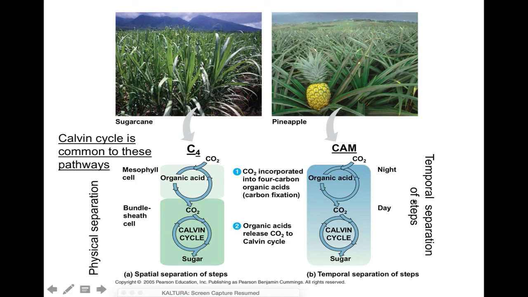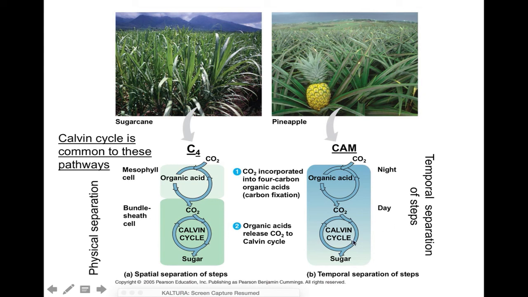So what is the difference between C4 and CAM? The difference between C4 plants and CAM plants is that they carry out carbon fixation twice. In C4 plants, there is a spatial difference. There is a physical separation. First time carbon fixation occurs in mesophyll cells, and second time carbon fixation occurs in bundle sheath cells. In CAM plants, which are desert plants, crassulacean acid metabolism plants, the carbon fixation is occurring twice, once during nighttime, other one is a second time during daytime.